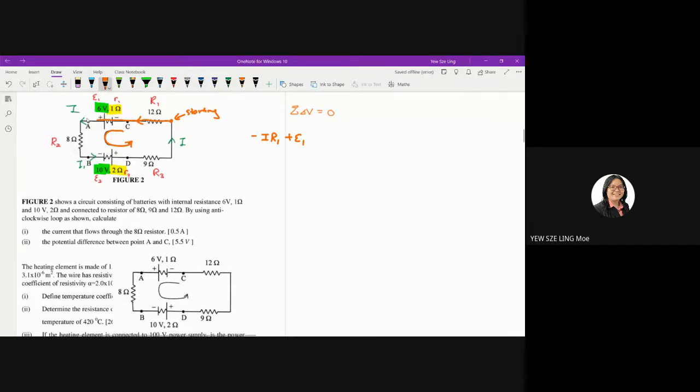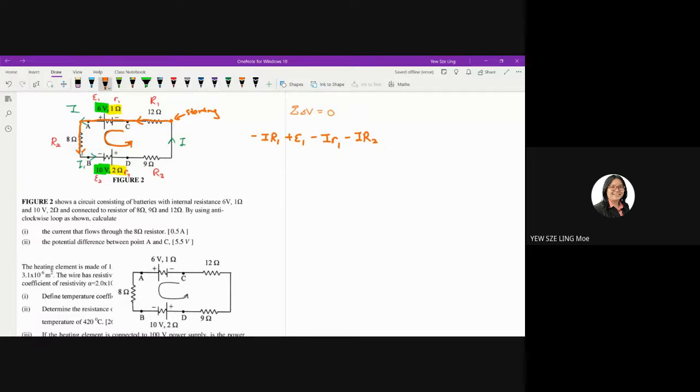So this current is flowing to the left-hand side, and my traveling direction is also to the left. Therefore, it is a negative Ir1. So now I'm going to keep traveling and pass through R2. Now I've come to R2. When I travel through R2, the traveling direction, once again, is the same as the direction of the current. Therefore, I'm going to put another minus here, minus IR2.